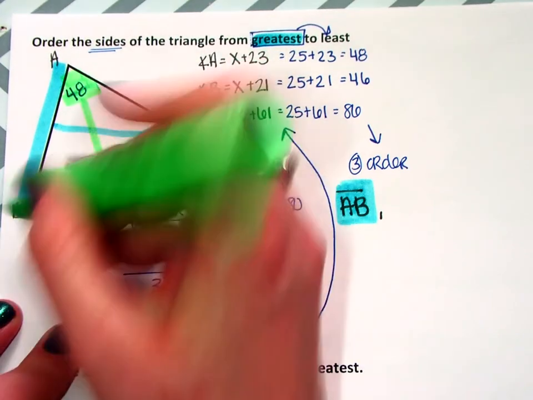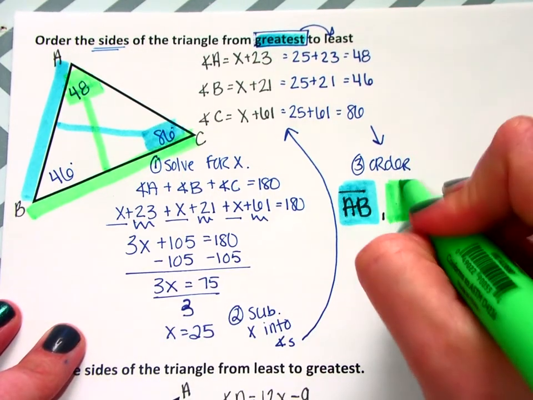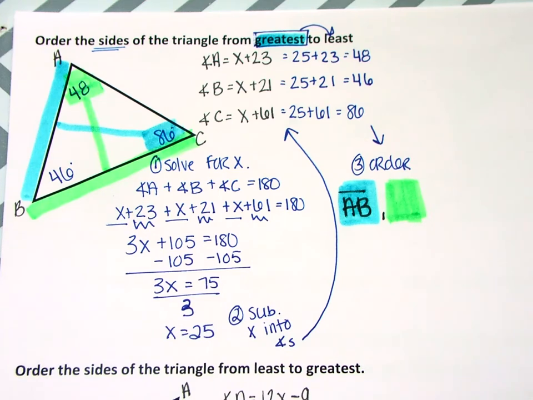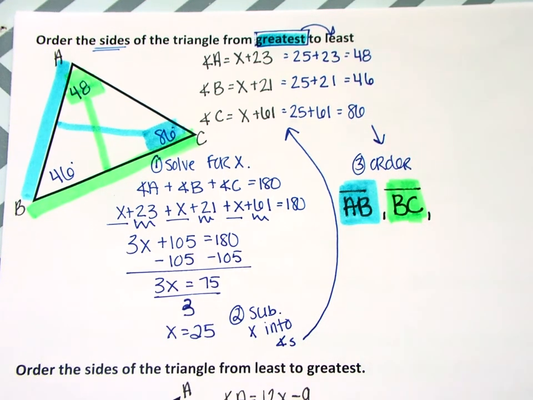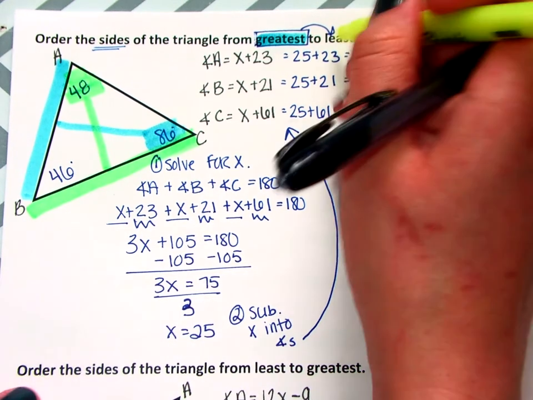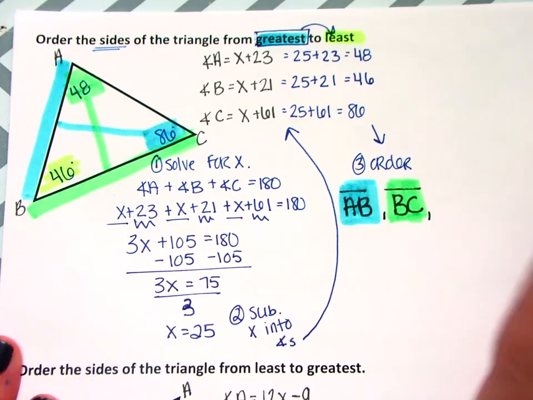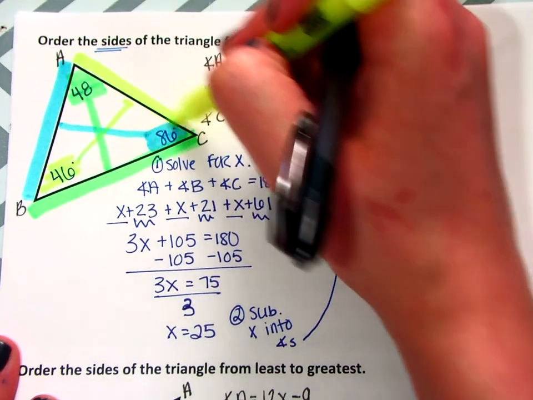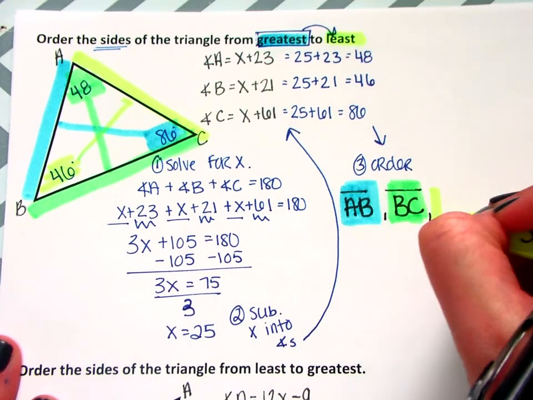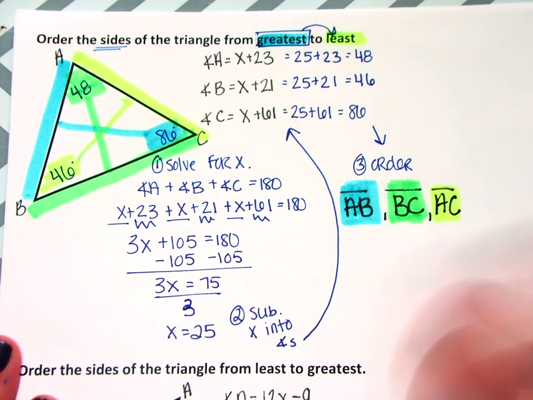Across from 48 is side BC. So side BC is my middle side. And if you call it CB, it's the same thing, so you're fine. And lastly, we should be ending on the least amount. My smallest angle is 46. Across 46 is side AC. So that must mean that side AC is the smallest.